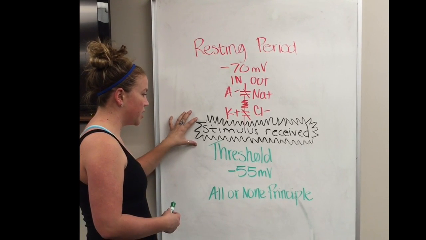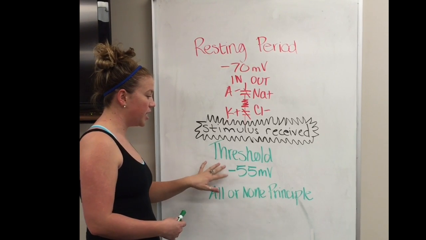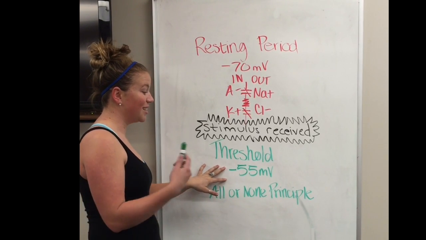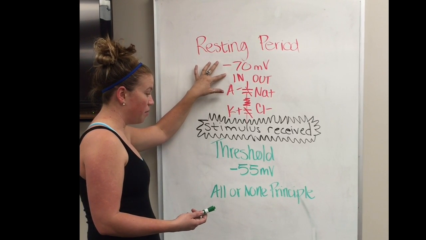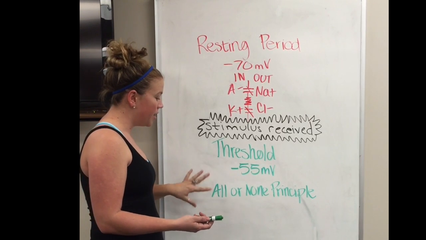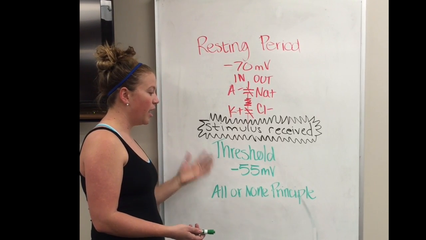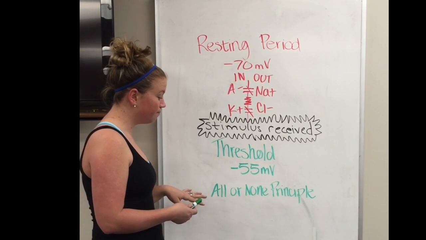After a stimulus is received, you have the potential to have an action potential. If it reaches -55 millivolts, which is a less negative charge than the -70 that you had before, you're going to reach threshold and you will fire an action potential. That's where the all or none principle comes in. If you don't reach the -55, then you're not going to have an action potential.